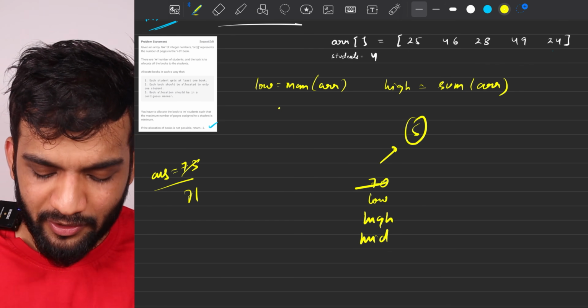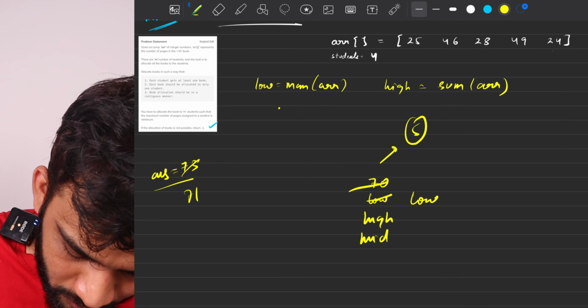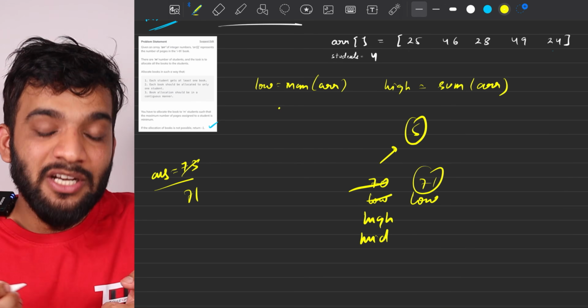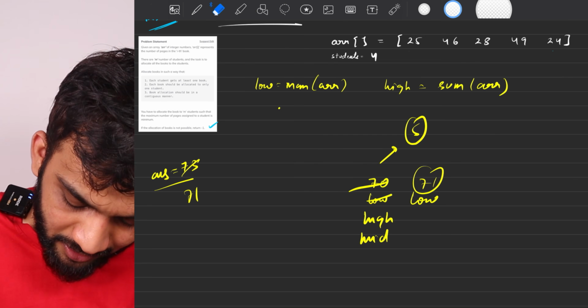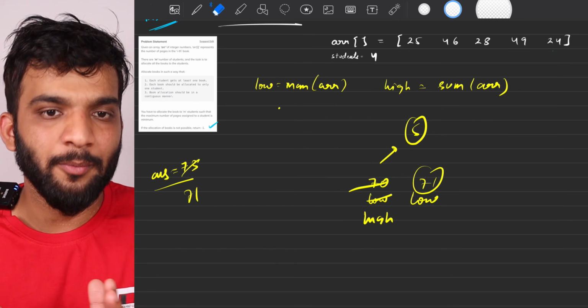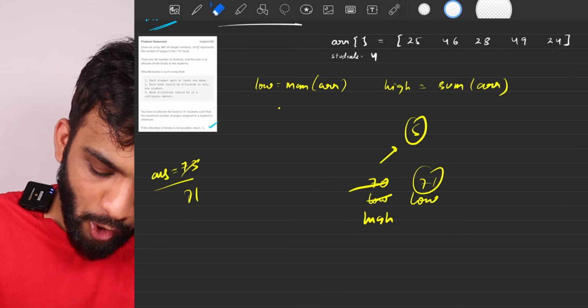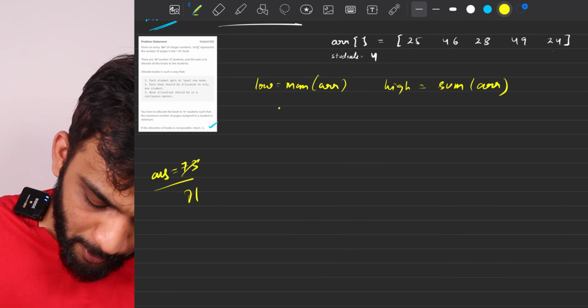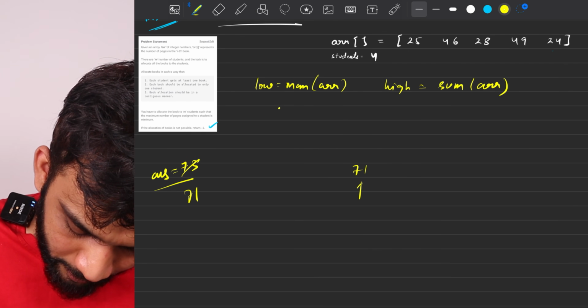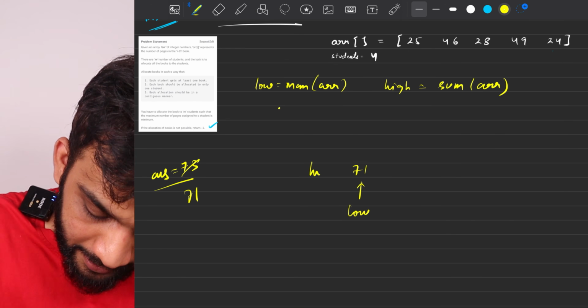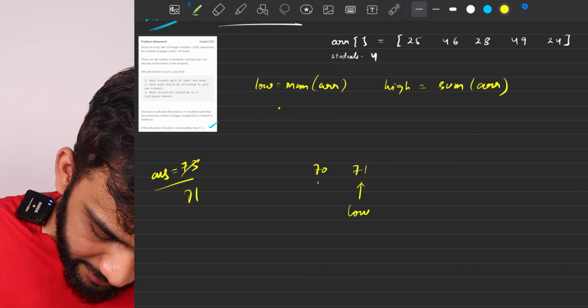So eliminate the left half and move the low. So the low will come out to stand at 71 and the low would have crossed high. So you stop your binary search. So remember, when you stop your binary search, low will be standing at 71 and high will be standing at 70.